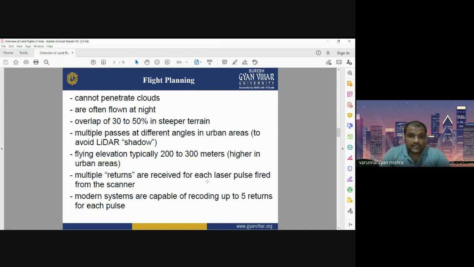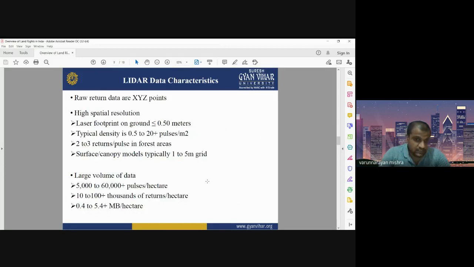So, lidar data characteristics. Whatever data is captured by the lidar is raw data in the form of XYZ values. X means latitude, longitude, and elevation.